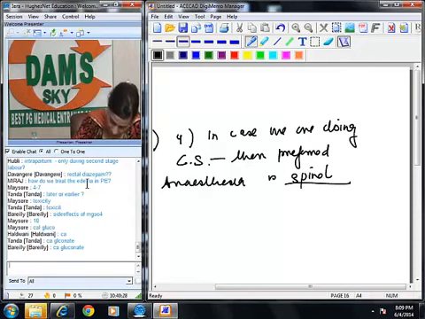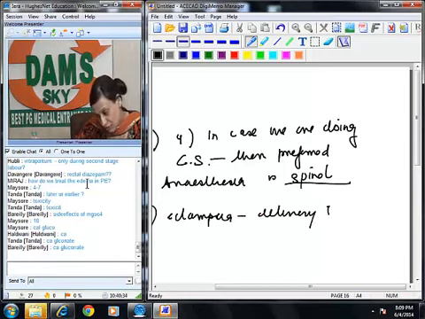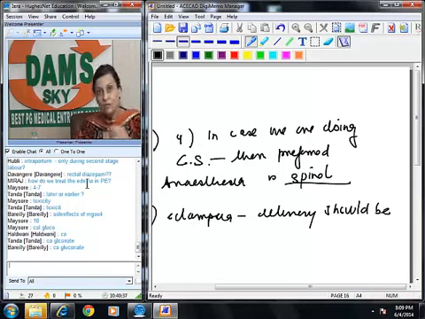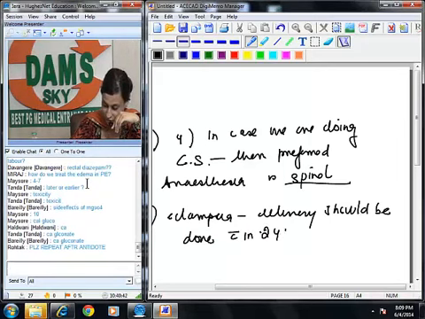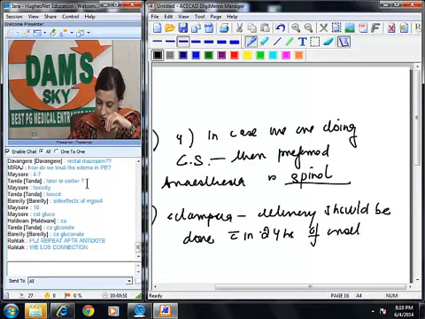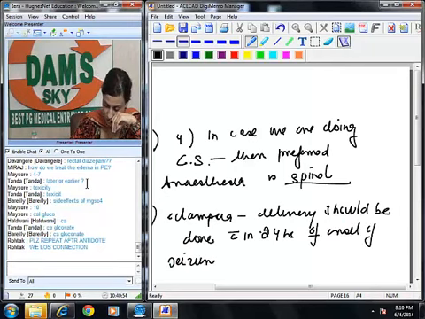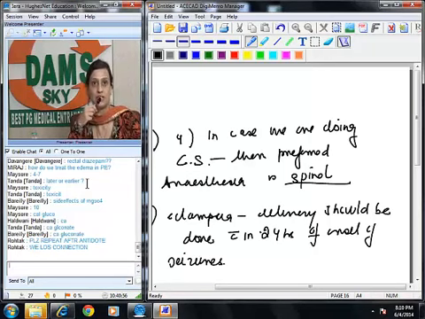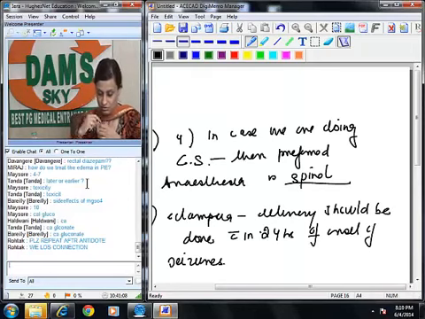Then for eclampsia we say delivery should be done within 24 hours. Delivery should be done within 24 hours of the onset of seizures. So this is the rule we follow for eclampsia. For eclampsia, the rule we follow is delivery should be done within 24 hours of onset of seizures.